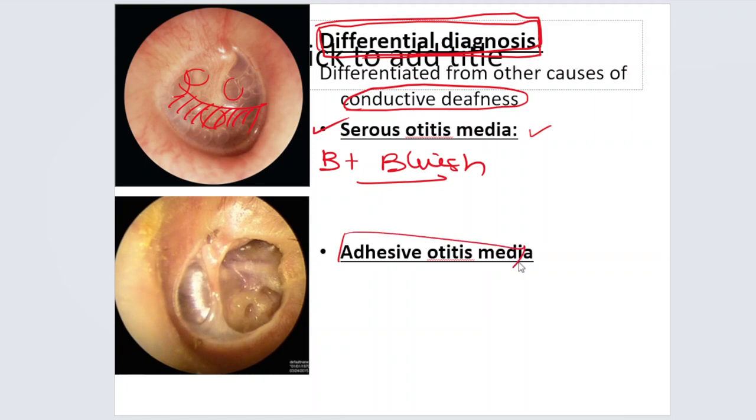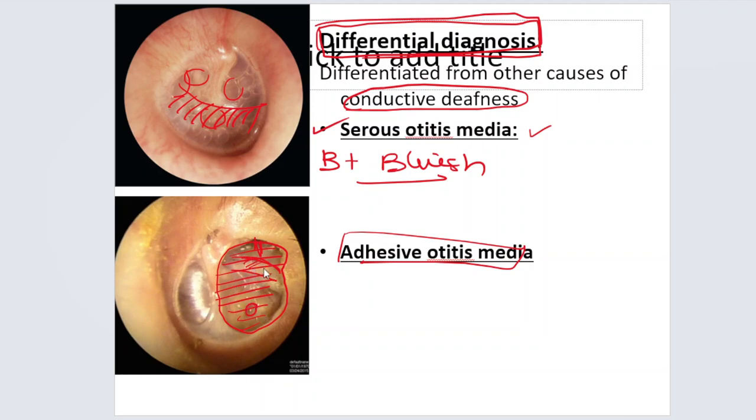In adhesive otitis media, you can see a retraction pocket, a severe retraction pocket involving the entire posterior quadrant of the tympanic membrane. The long process of the incus is gone; you cannot see it. This is basically the facial nerve. You can see the facial nerve. You can see the round window.